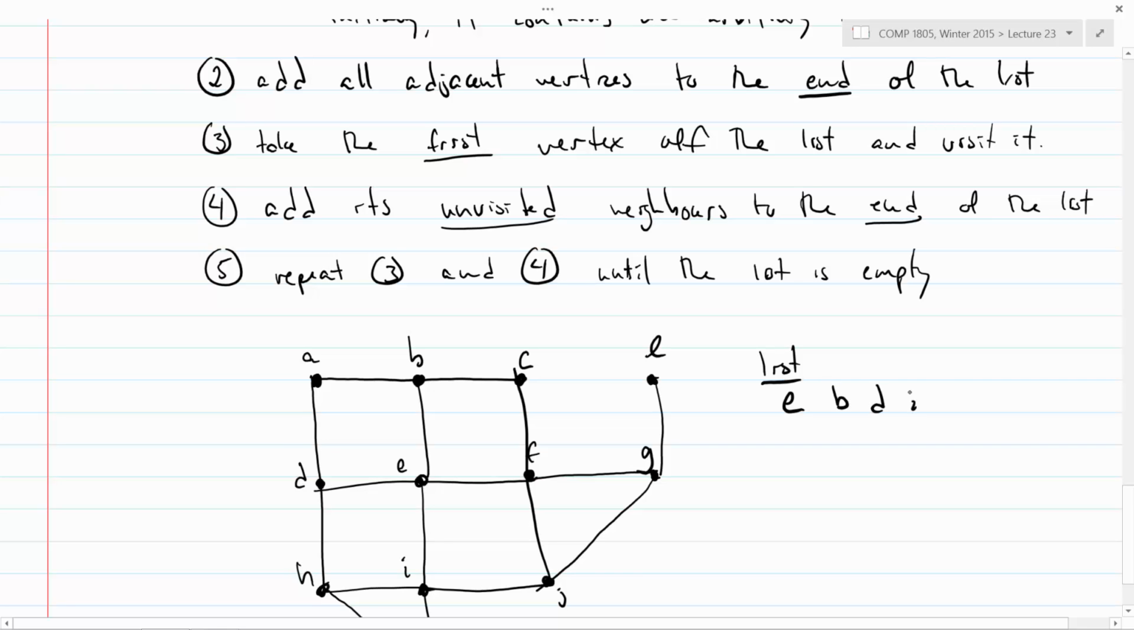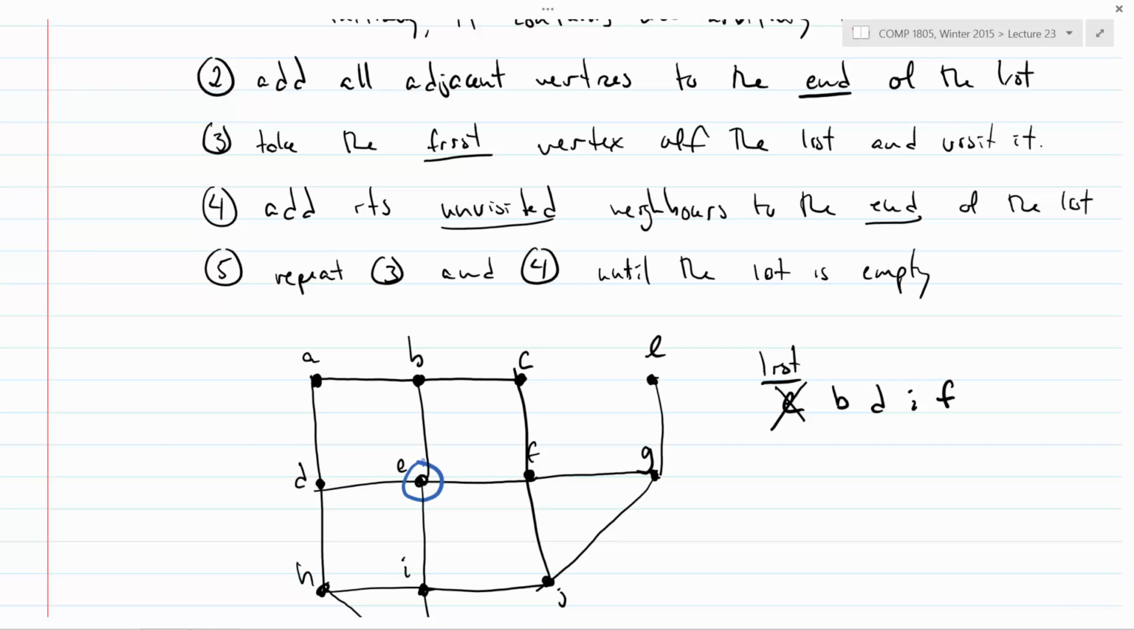B, D, I, F. So now I take the first vertex off the list, which is E, and I visit it. So E is right here, and I visit it. So now E has been visited, and I add all of its unvisited neighbors to the end of the list. That's redundant in this case, because I've already done that. So maybe I can rewrite this pseudocode a little bit. Okay, so I've taken E off the end of the list, I've visited it, and now I repeat step 3.